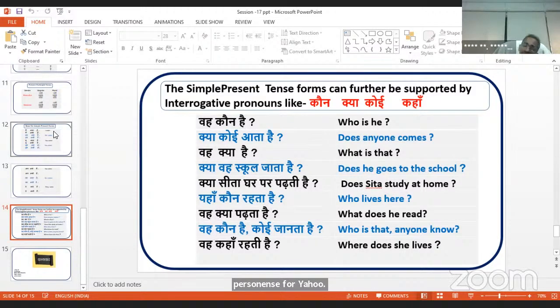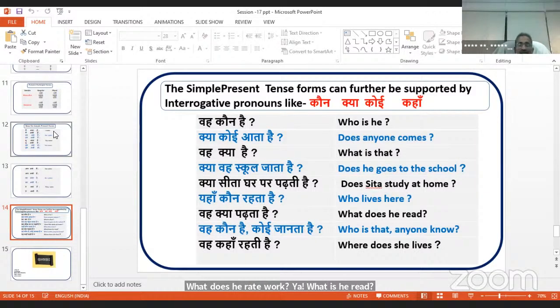वो क्या पढ़ता है? वो पढ़ता है. That is our sentence. Along with the sentence, we have given interrogative pronoun also. Because of that, वो क्या पढ़ता है? What does he read?